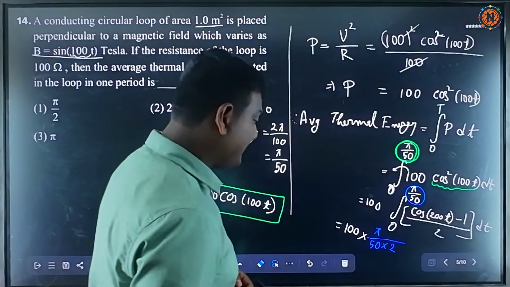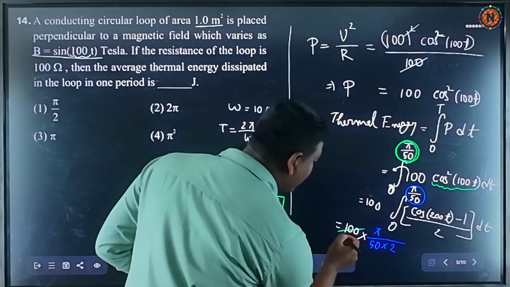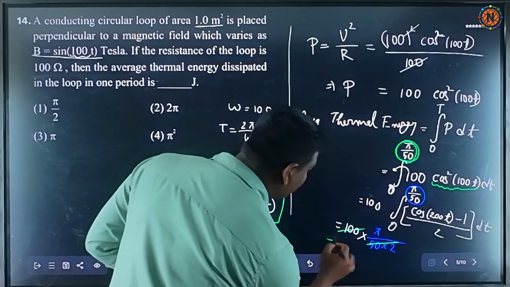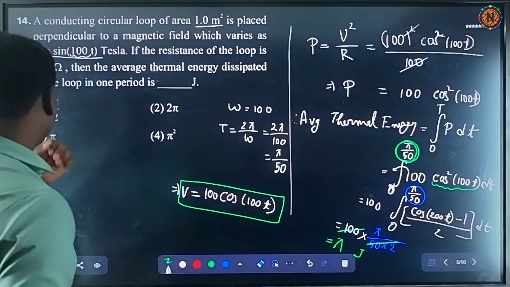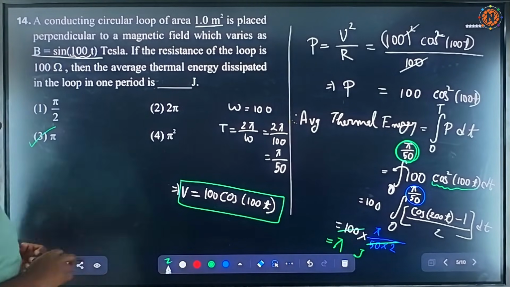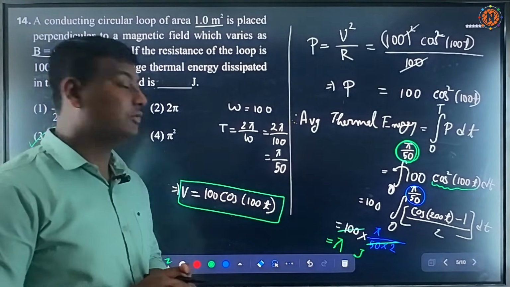Okay, so this 100 and 50 into 200, 100 will be cancelled, but that will be pi. So average thermal energy will be pi joule. So that answer will be pi. Option 3 is the correct answer. Okay, let's go to the next question.